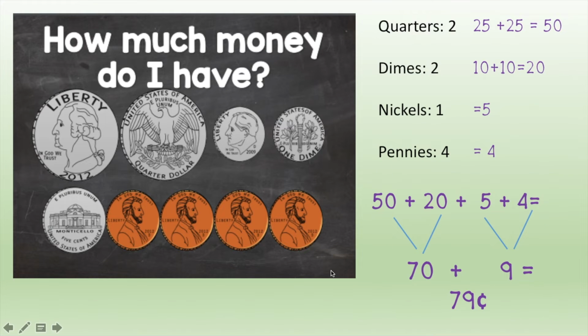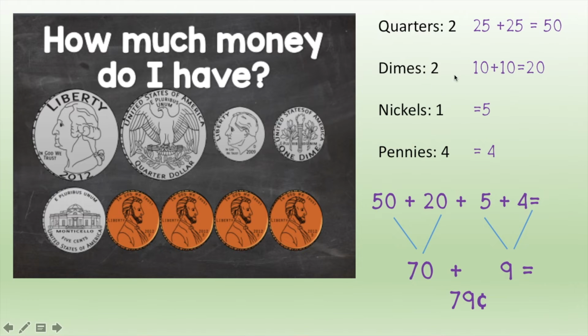Okay, so here, just like we did on the last slide, we're going to talk about how much money we have again. So if you look at this picture, I want you to pretend that this is a pile of money that you might have seen on the ground one day or you just picked it up. Now we're going to see how much this is worth. We see we have 2 quarters. 1, 2. 2 quarters is the same as saying 25 cents plus 25 cents is equal to 50 cents.